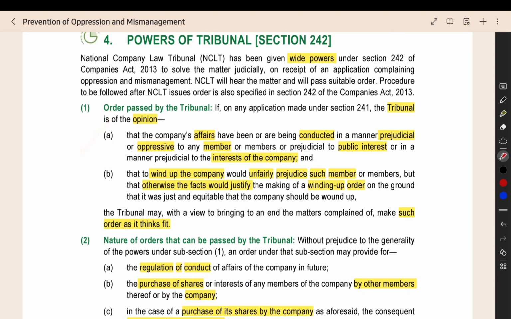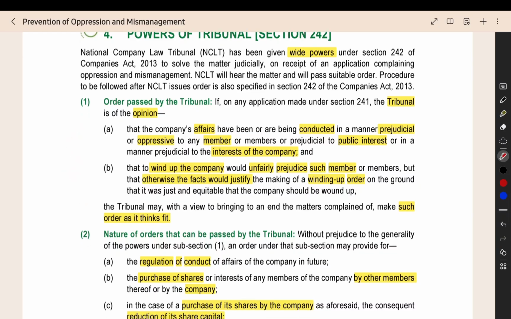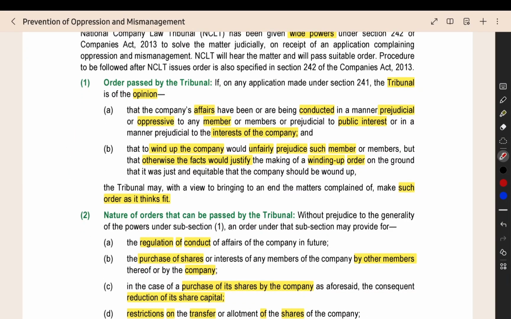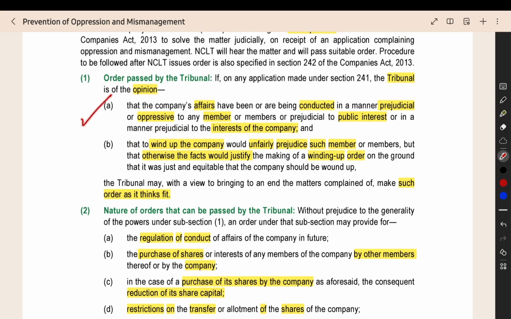There is a wrongdoing in the company. Something wrong is happening in the company. Because of that, if you wind up the company, all the people will be unjustifiably and unduly affected. So then we can make an attempt to regulate the company and bring it onto the right path. There is a wrong happening in the company, but if you pass the winding up order, many people will be affected.